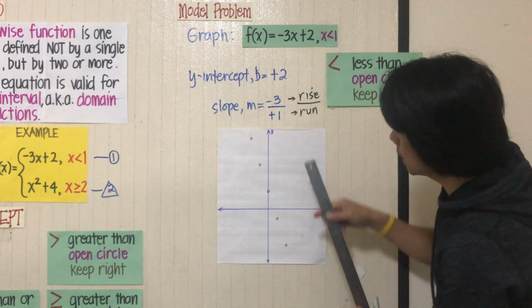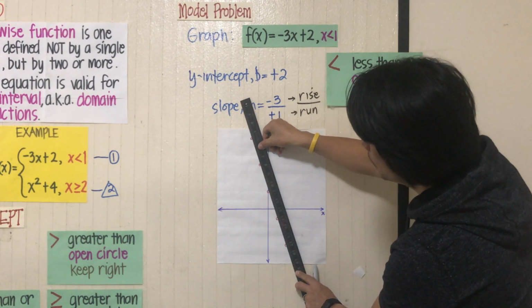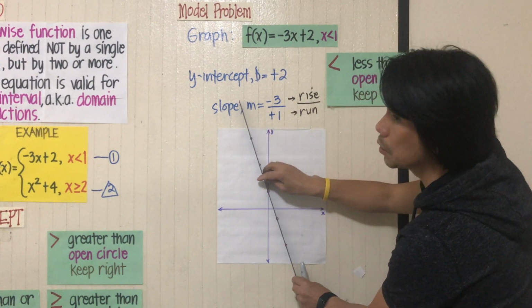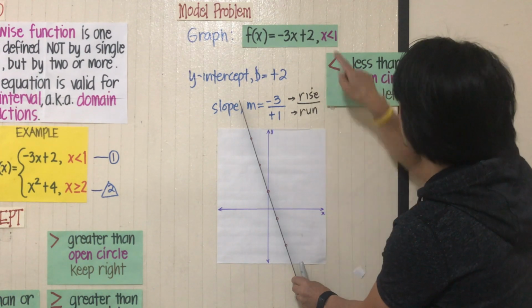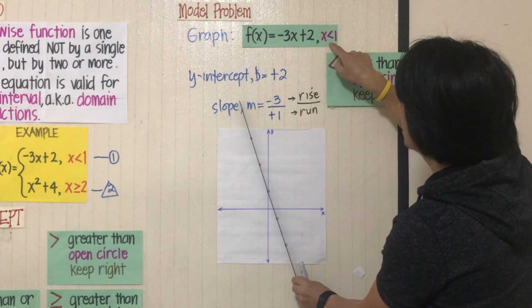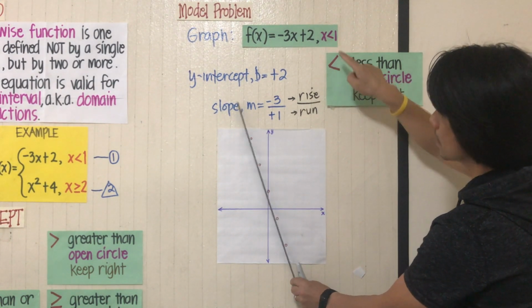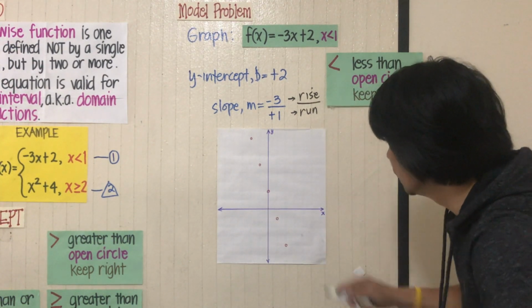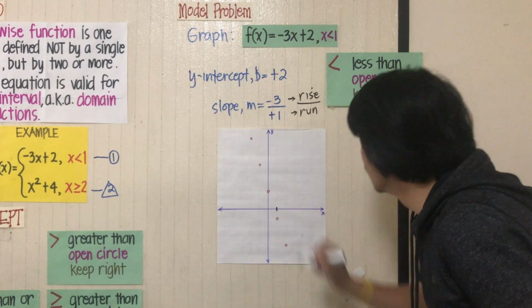Now, imagine if I connect all these open circles, or the points, we are going to create a line. But are we going to draw the entire line? No, because of this interval or domain restriction, which says x is less than positive 1. Where is that positive 1? Positive 1 on the x-axis is right here.